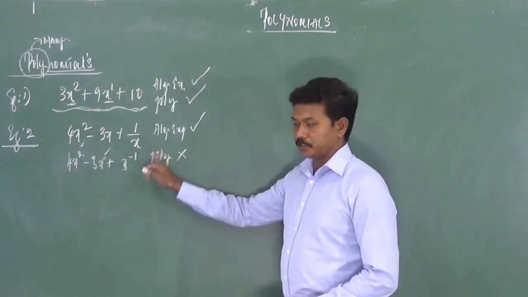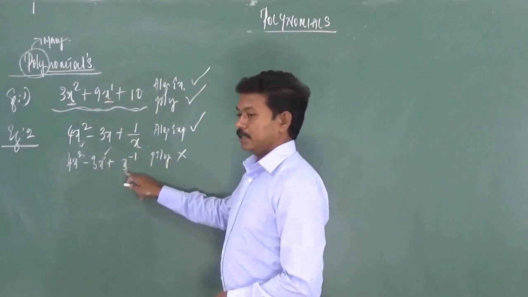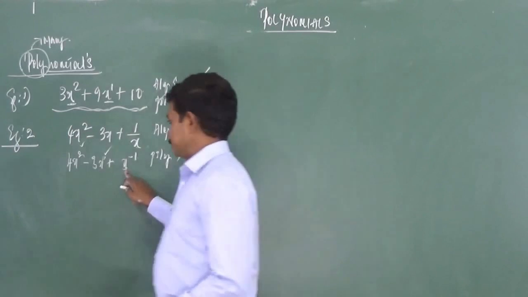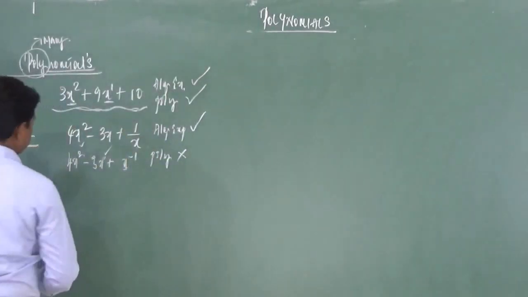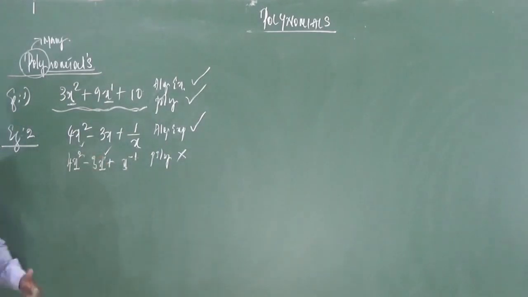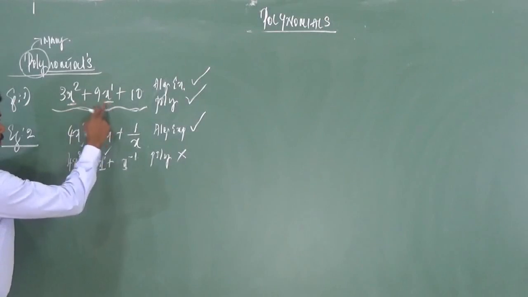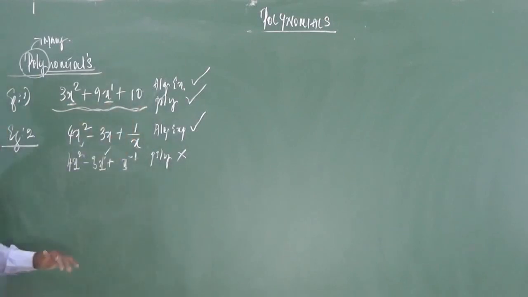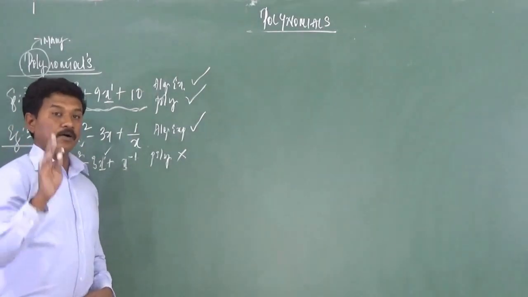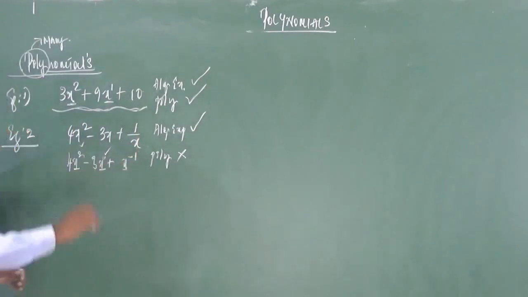So it is an algebraic expression, no doubt in that, but it is not a polynomial because the degree of the variable in this algebraic expression is a negative integer. It's not a whole number. You may tell me, sir, here it is positive, here it is a whole number, why can't you call it a polynomial? No. All the terms, all the variables involved in that particular algebraic expression should have whole numbers as their powers, or it should be non-negative integral exponents. It's compulsory.